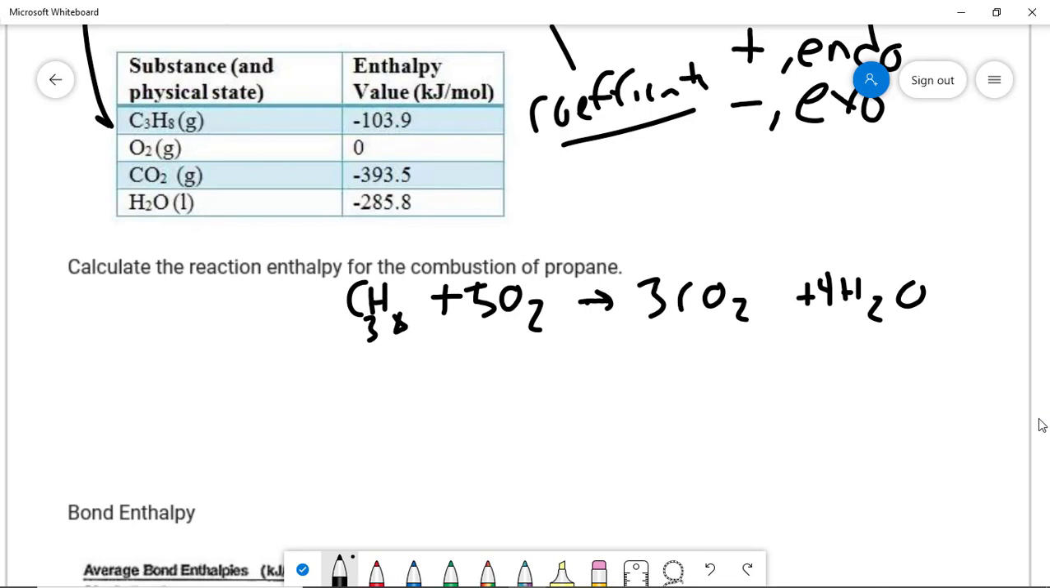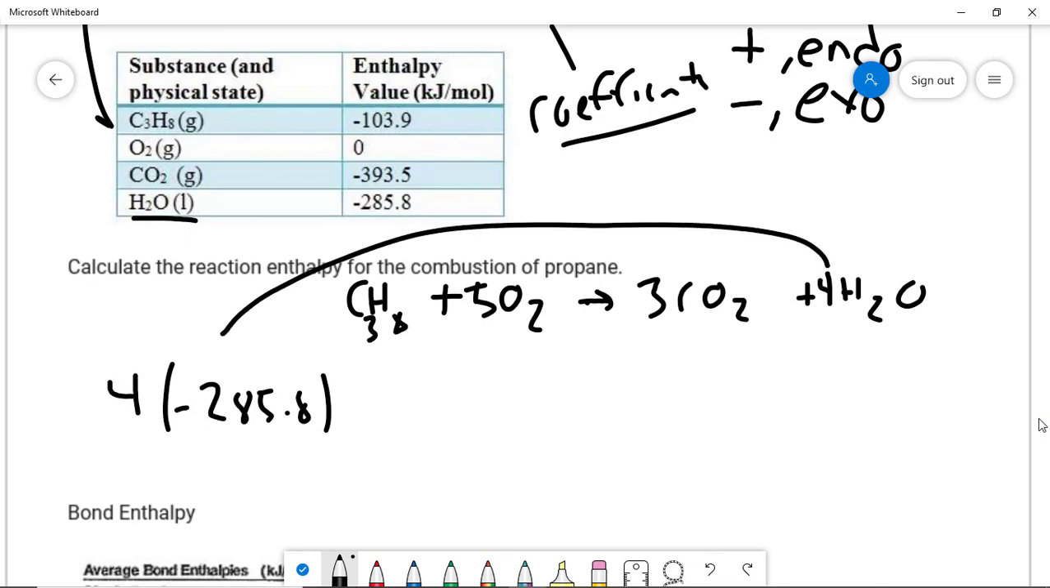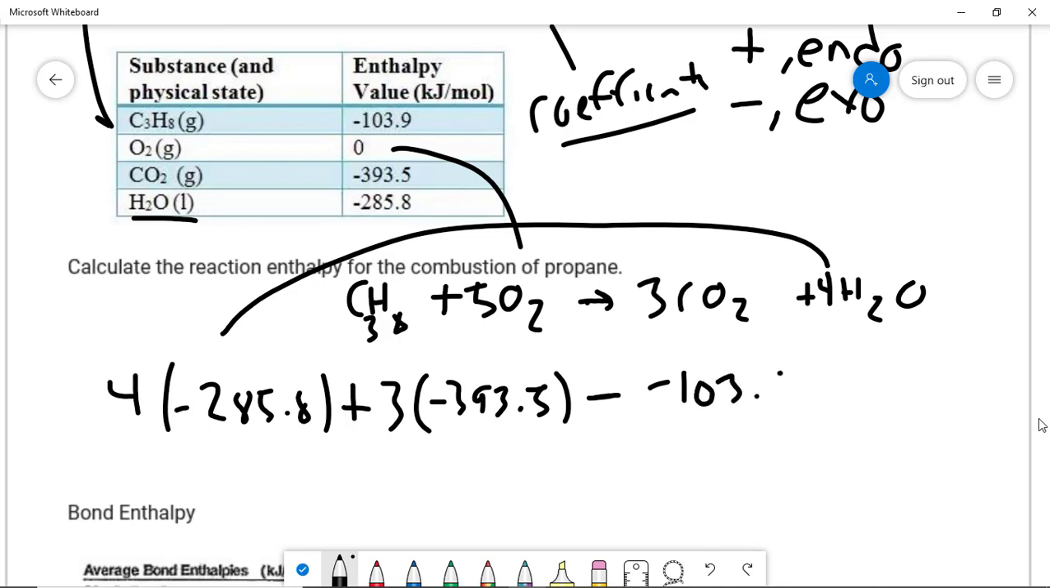So we're going to get water here, which is negative 285.8. Now remember, because it has a 4 as a coefficient, we need to multiply that by 4. CO2, we're going to multiply by 3. And we're going to subtract it from our reactants. Now, oxygen is 0, so we don't need to include it. And we're going to subtract negative 103.9. And we just plug those into our calculator and solve.